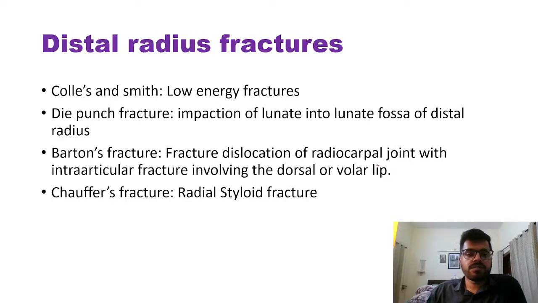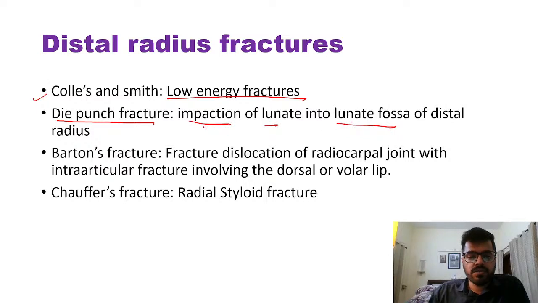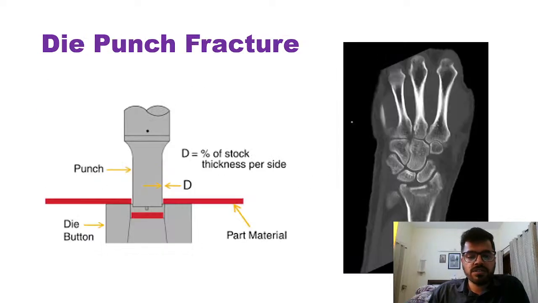There are some other distal radius fractures. Colles and Smith we already know are low energy fractures. Then we have something called die punch fracture. It is an impaction of the lunate into the lunate fossa. It's a high energy fracture. Just like a die punch, the punch has created a hole inside the die button. The part material has been punched out.